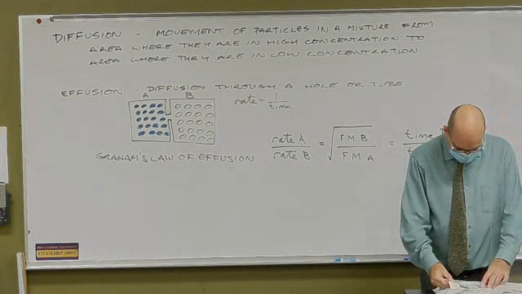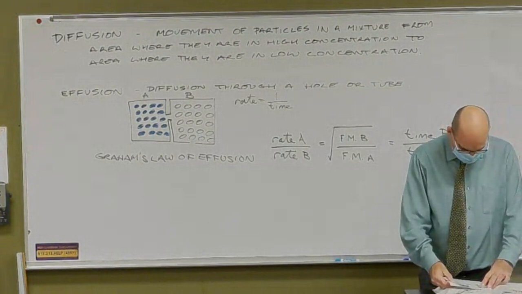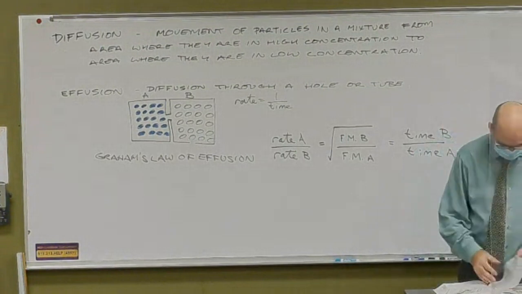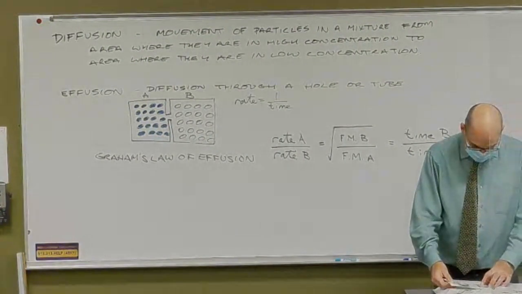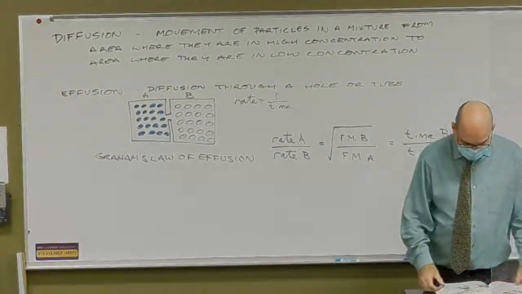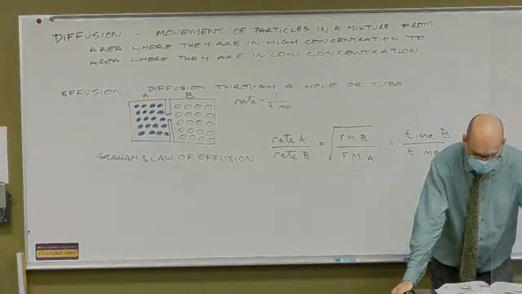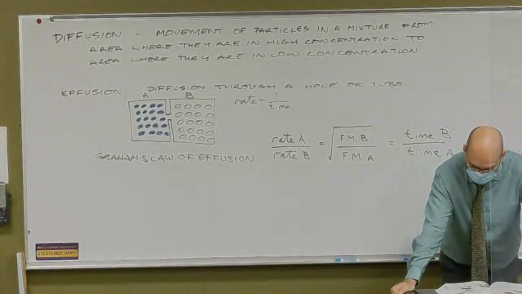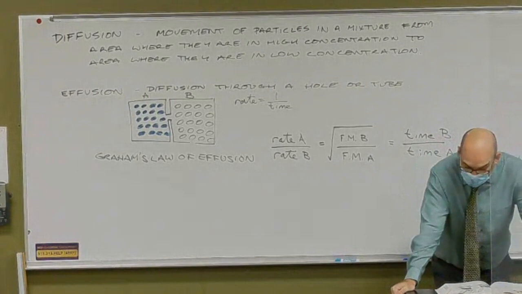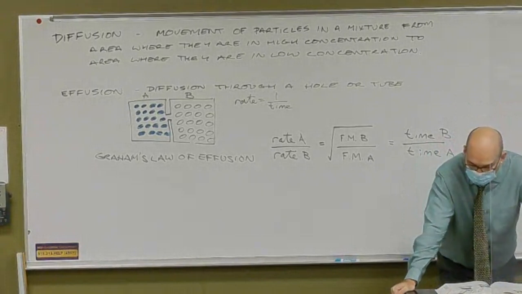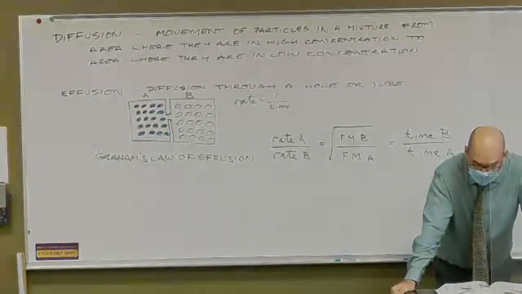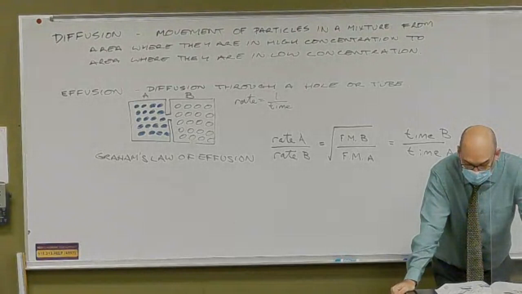We can do the example that's in the book. The book has an example. It says an unknown gas composed of a homonuclear diatomic molecule diffuses at a rate that is only 0.355 times that of oxygen at the same temperature. Calculate the molar mass of the unknown.